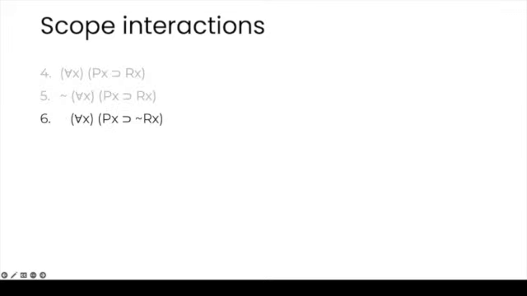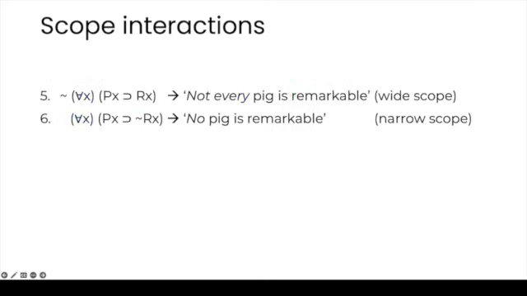Now let's look at the other one. In English, this would say no pig is remarkable, or in a way that matches more closely the PL syntax, every pig is unremarkable. And again, on 5, the negation has wide scope, and on 6, it has narrow scope. And this leads to two very different interpretations.